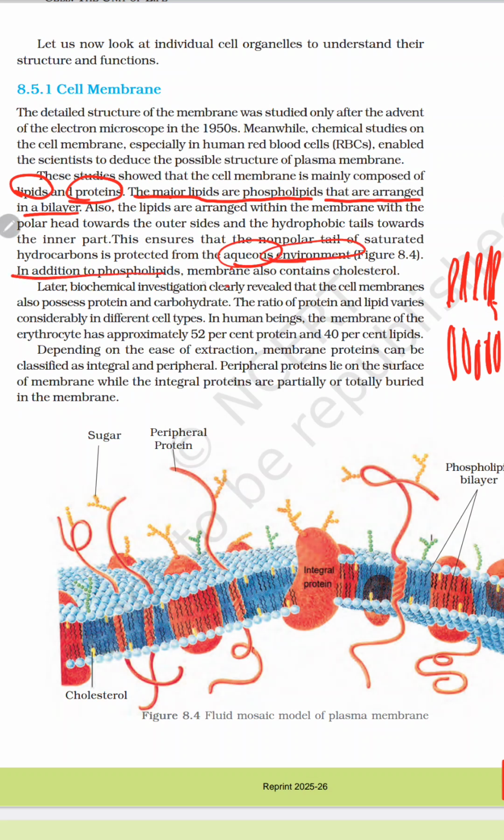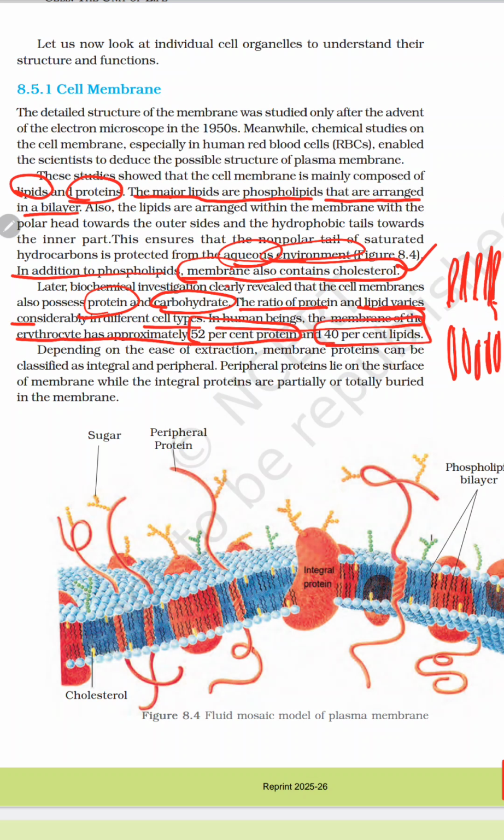In addition to phospholipids, the membrane also contains cholesterol. The cell membrane also possesses proteins and carbohydrates. The ratio of proteins and lipids varies in different types of cells. In human beings, the membrane of the erythrocytes is 52% protein and 40% lipids.